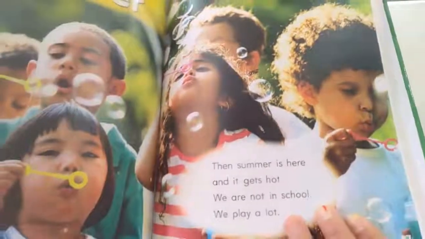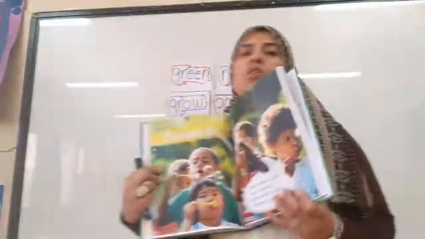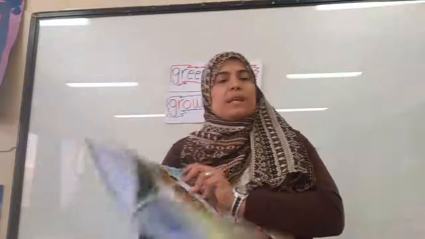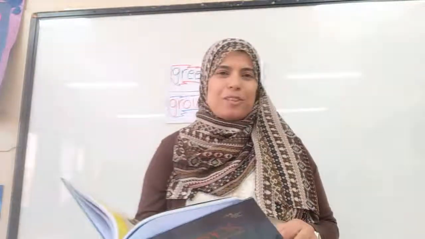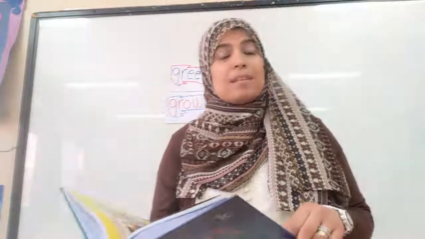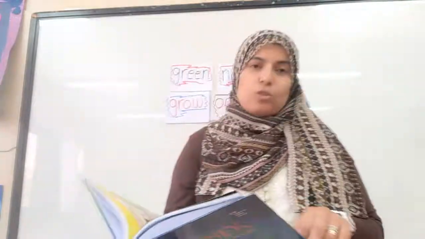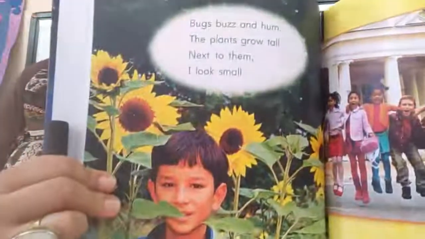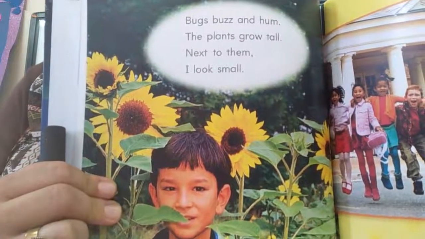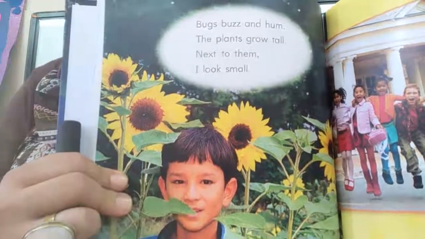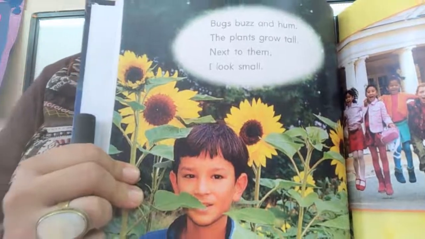Okay? And the children, they don't go to school. Of course, we don't go to school in summer. We stay at home. Maybe we come for 1 month, but this year we will not come. So in summer it's very hot, so we don't go to school and we play a lot. Then the next page he is telling me, bugs buzz and hum. The plants grow tall. Next to them I look small.